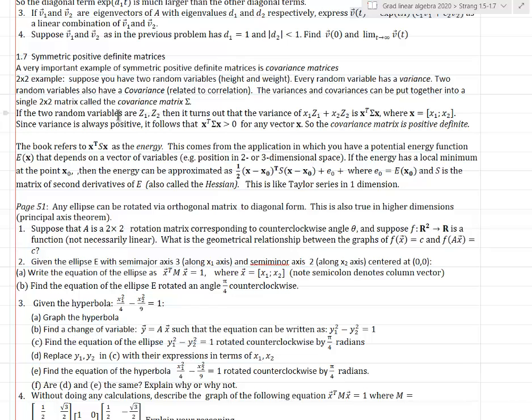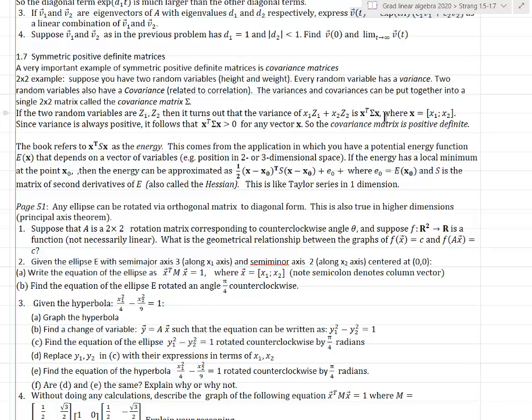So if you have two random variables, I'm going to label them Z1 and Z2. You can think of Z1 as height and Z2 as weight. It turns out that the variance of x1 Z1 plus x2 Z2, for any two constants x1 and x2, is equal to the row vector x transpose times Sigma times the column vector x, where x is this vector here. Now I write the semicolon because I use that to denote a column vector. You see that notation in a lot of computer languages, including MATLAB and Wolfram Alpha. So this denotes the column vector x1 on top of x2.